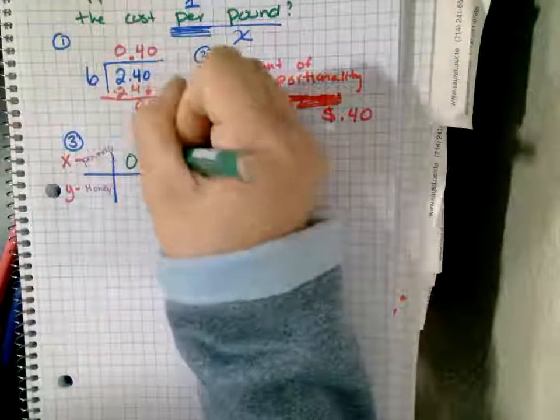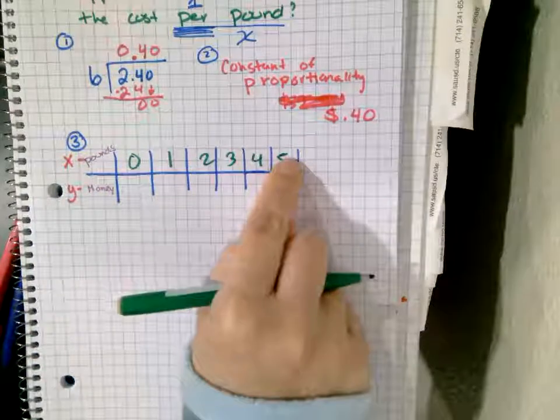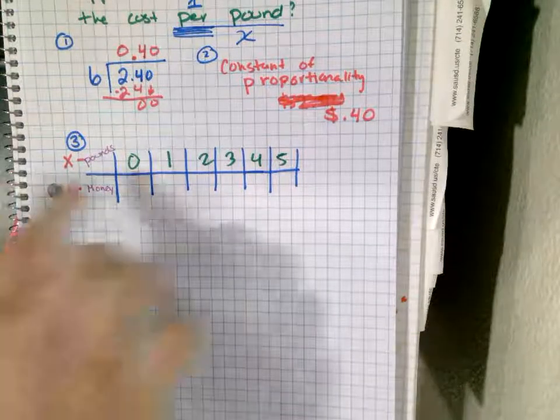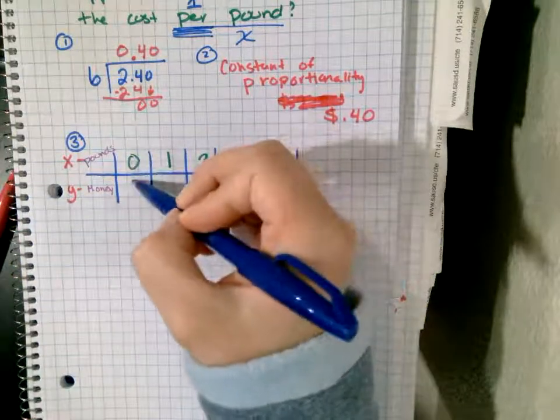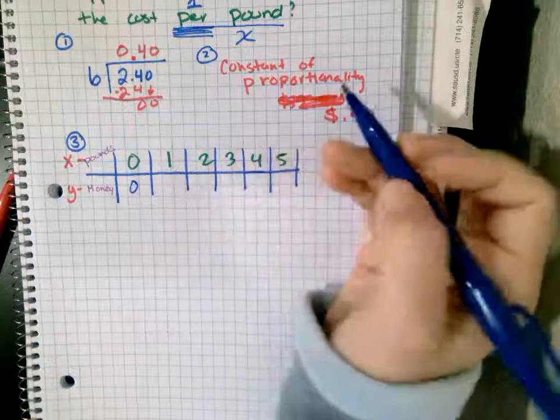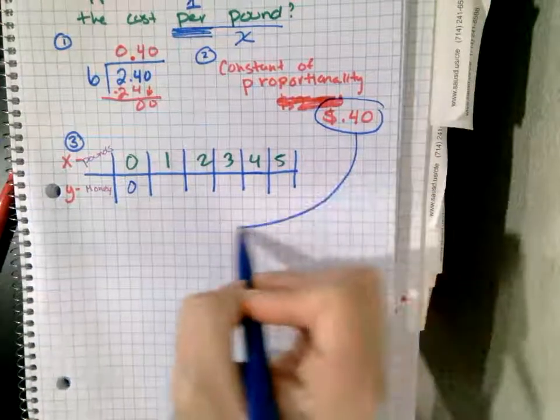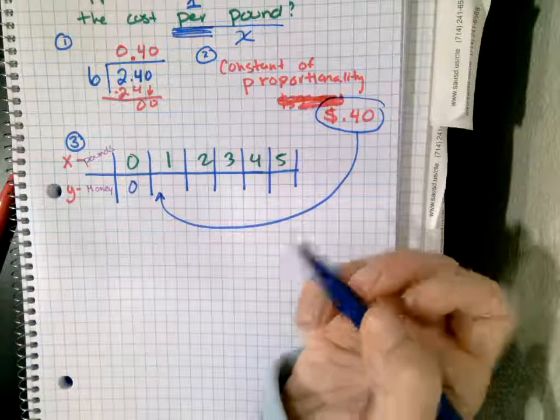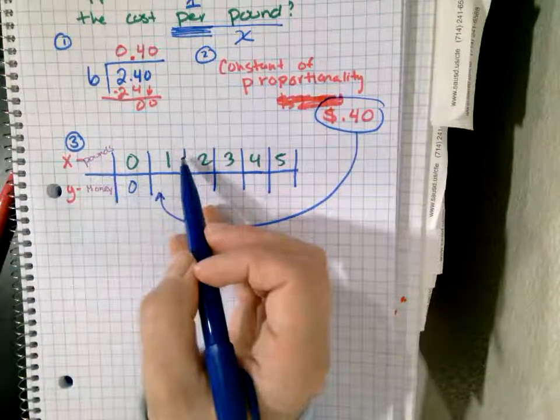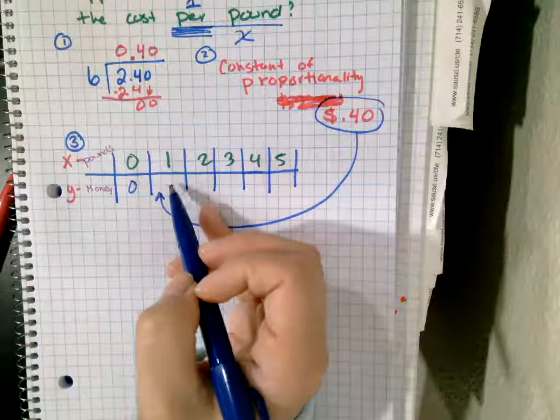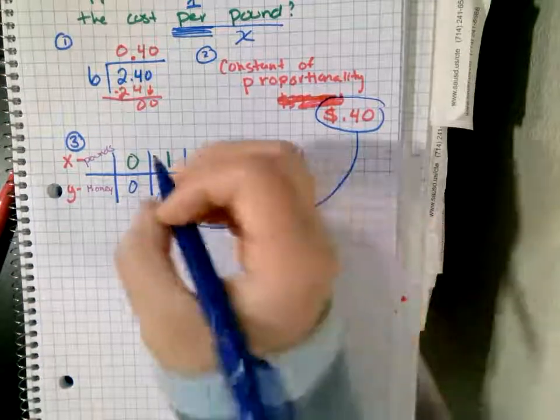So usually 0, 1, 2, 3, 4, 5. If it's blank, you fill in 0 through however many squares there are. Okay, money, if I buy 0 pounds, that's going to be 0. If I buy 1 pound, well, that's my constant of proportionality. So this answer will always be in your 1. Whatever your constant of proportionality is, you always put it when X is 1. When X is 1, your Y is your constant of proportionality.